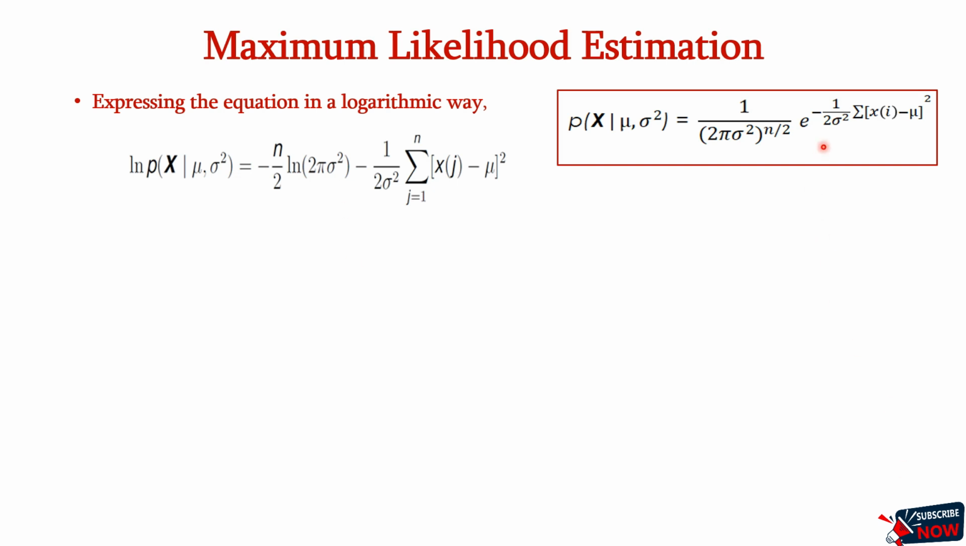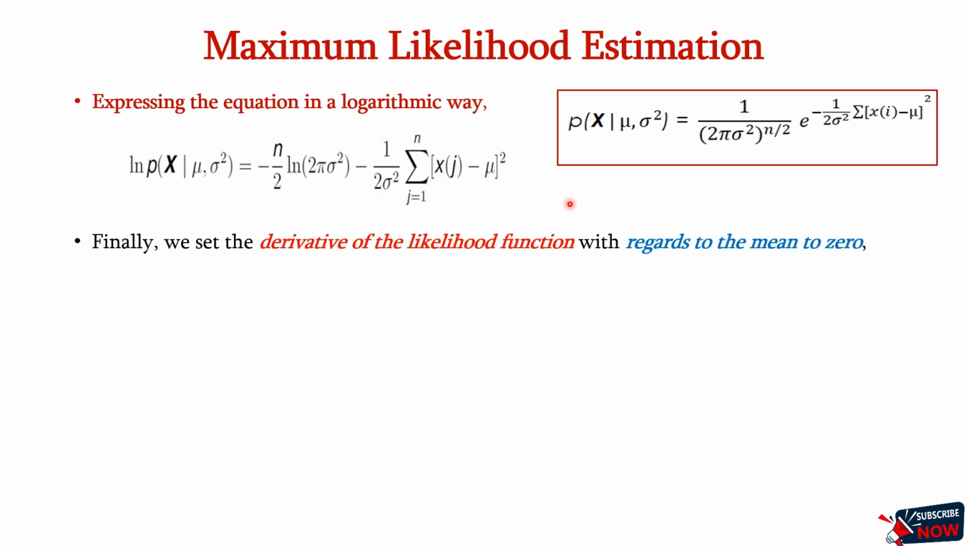And if we consider this part, log of e power x can be expressed as just x. So here we have the form e power minus x, so we take this term as it is. So minus 1 by 2 sigma square into summation of x of j minus mu whole square. Now after taking the logarithm, we set the derivative of this likelihood function with regard to the mean to 0.